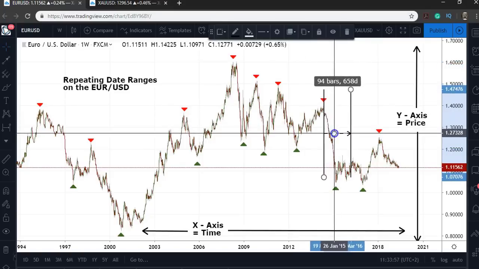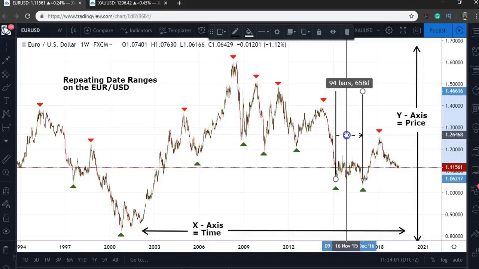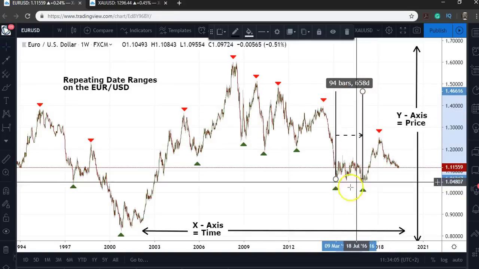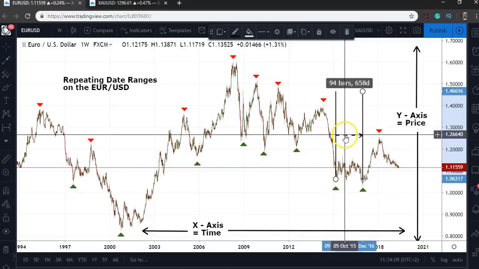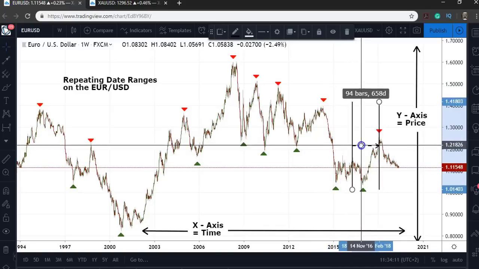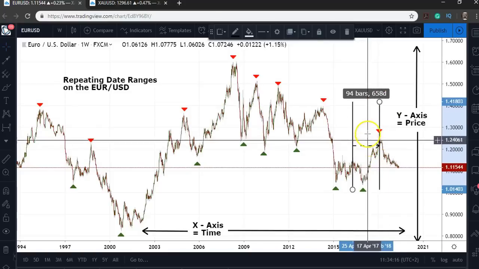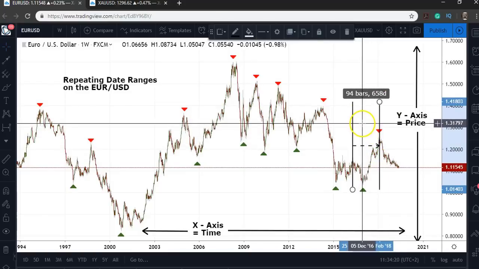What if we use that high? Not much coming in there. But here again, we'll see that a 658-day time range is working pretty well when measured from this low to this low. And let's see if there's anything from this high to that high. We also have a 658-day time range which repeated itself.